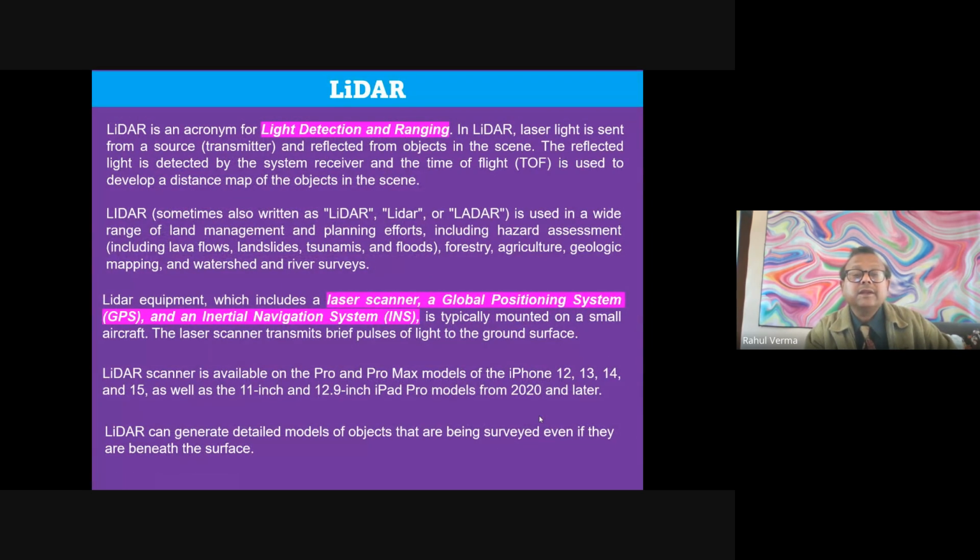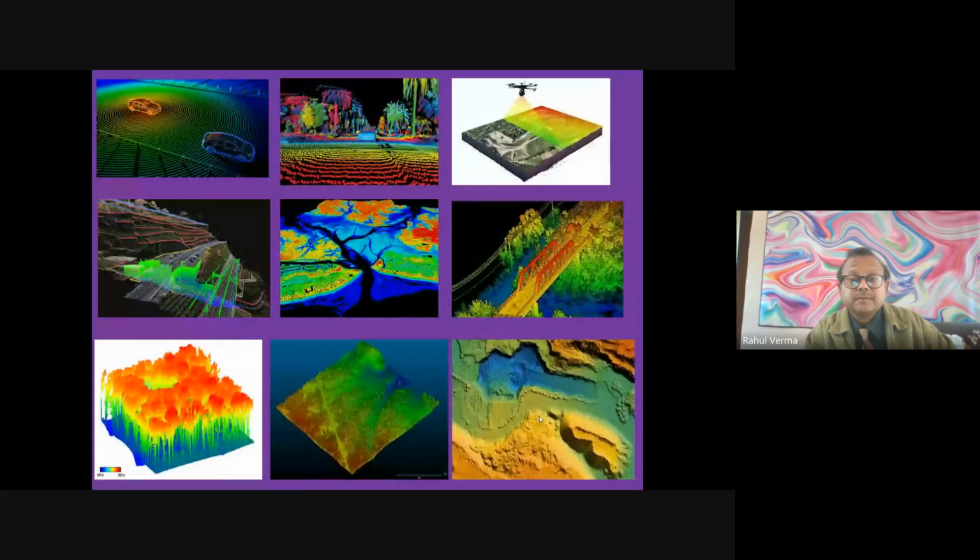Now, this is a very advanced technology, light detection and ranging, LiDAR. That is the most precise application of GIS, remote sensing, and photogeology. And you can see here how we get very perfect images to an accuracy of a few inches.